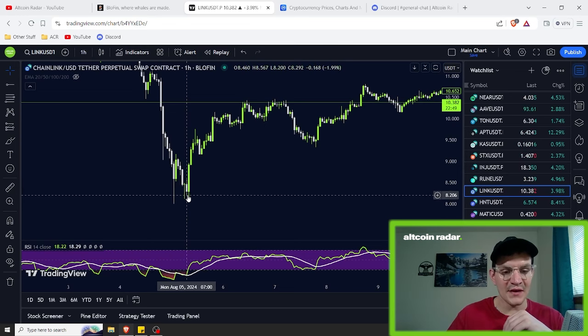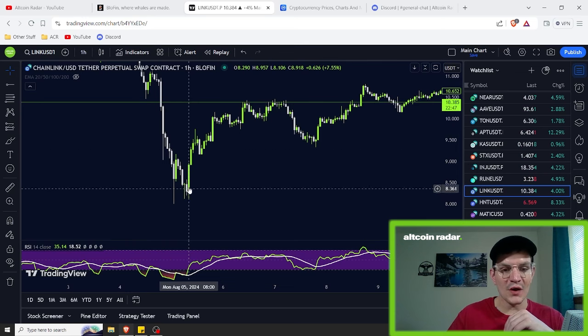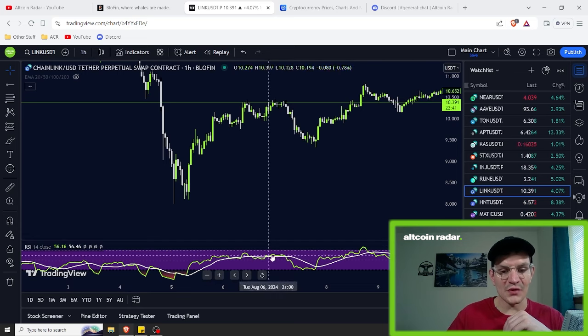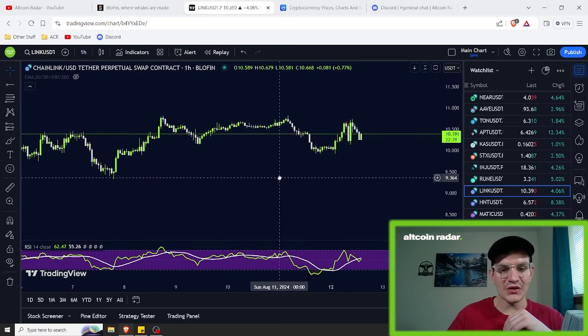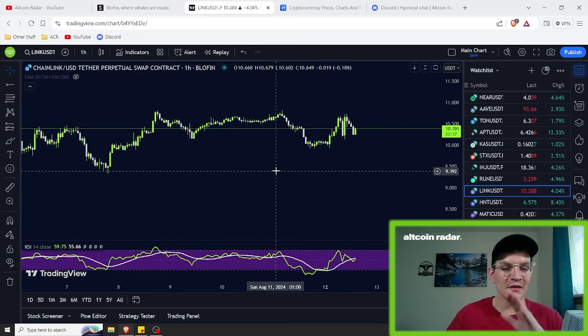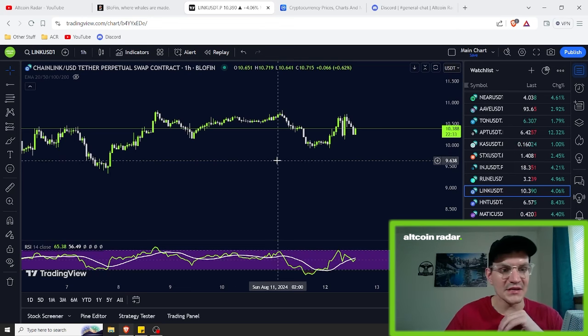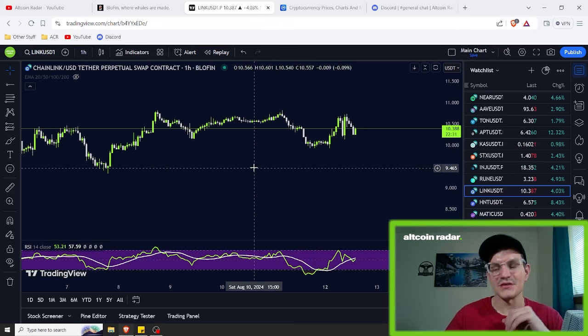But we bounced right there, and as you guys can clearly see, it went straight back up, and it started heading back upwards towards the overbought territory once again. All right, so that is a good example of how the RSI can be used in trading. It's a very simple and easy indicator to use.